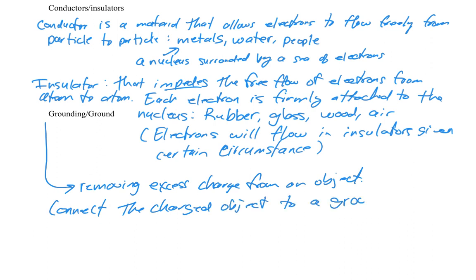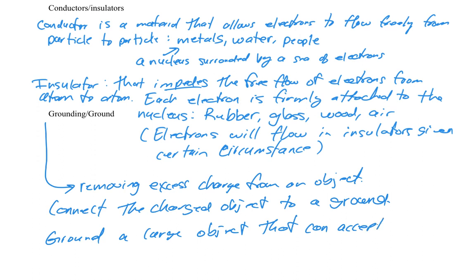to a ground. And a ground can be lots of different things. It could literally be the ground outside, or it can be a large object that can accept extra charges, and we'll say extra electrons, or supply these electrons as well. So the earth is a good source of ground.